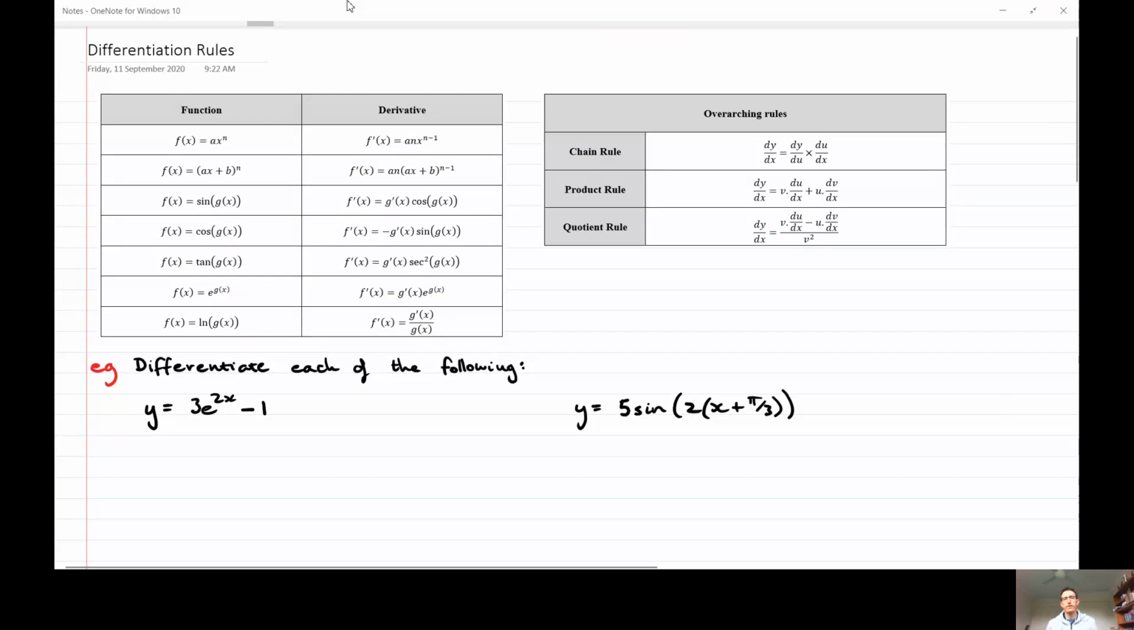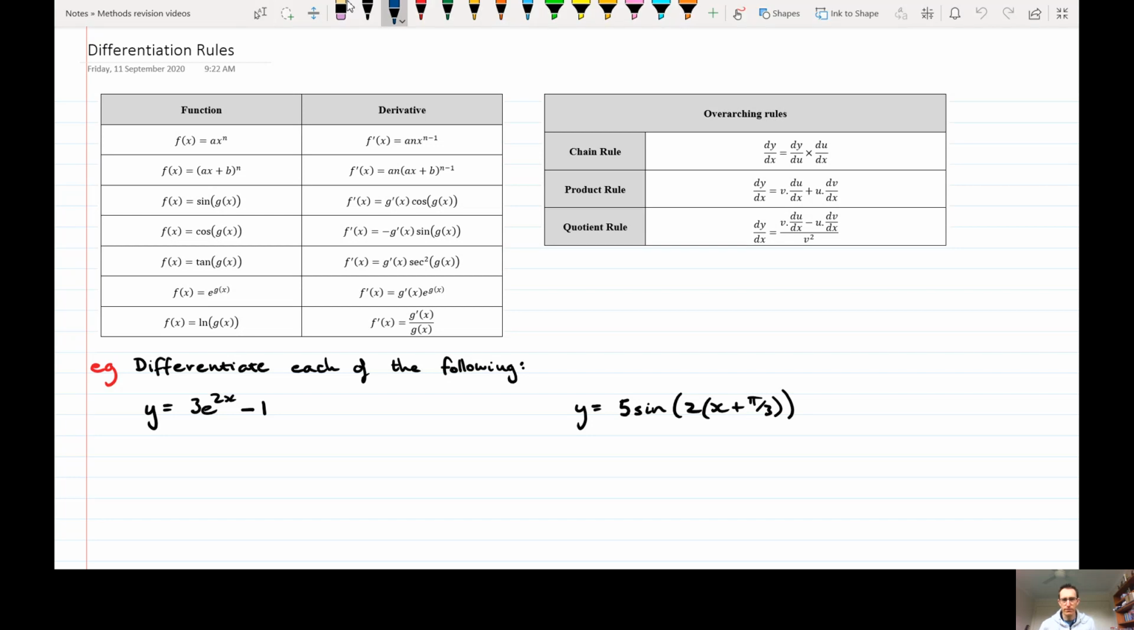Okay, so in this video we're going to revise our differentiation rules. We've got on the left hand side here a bunch of functions, f of x equals ax to the n and so forth, and these are all the rules that you really need to know and revise in the lead up to your exams. And then the overarching rules over all of them, they govern everything: the chain, product and quotient rules.